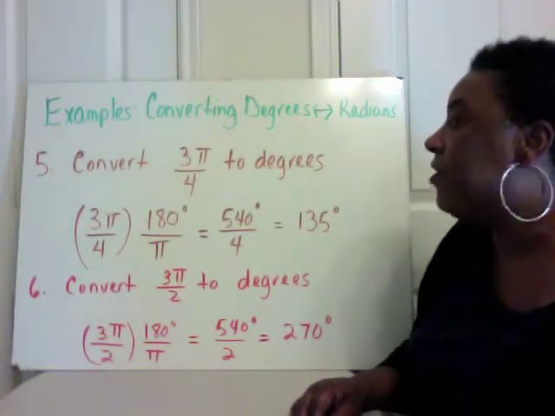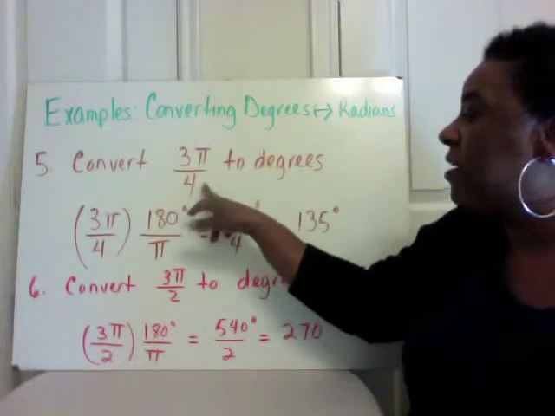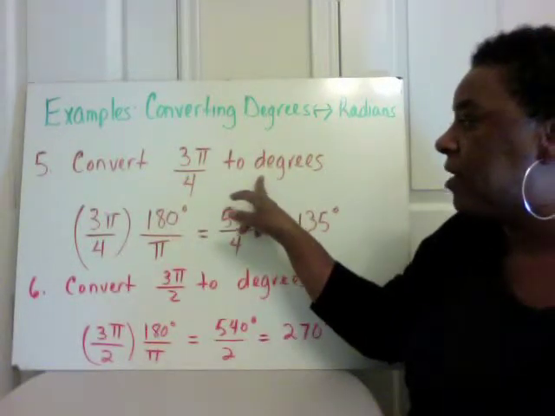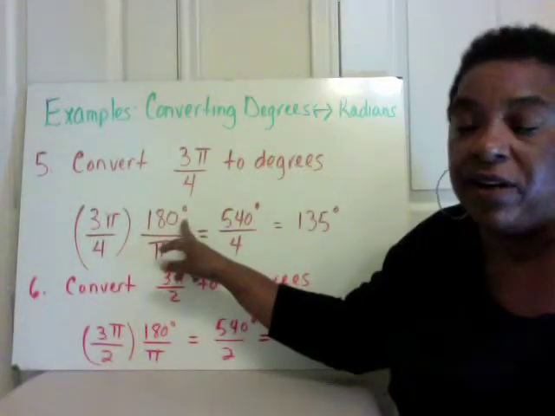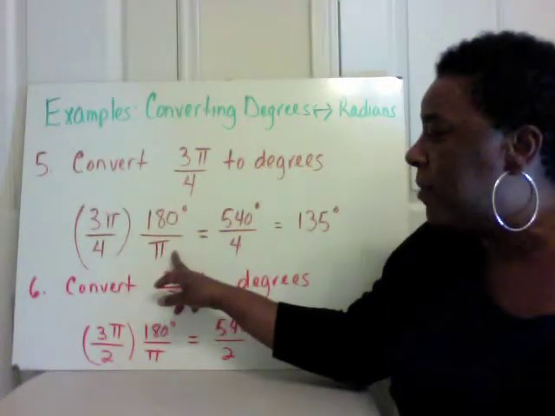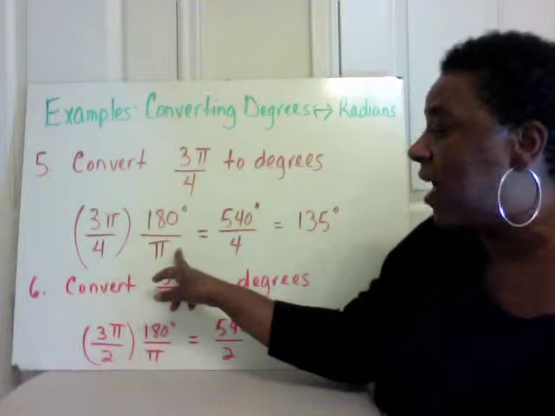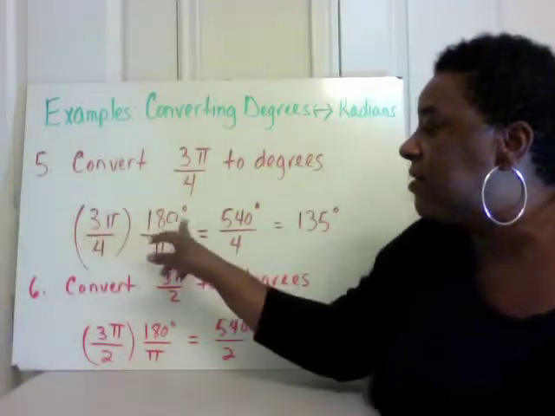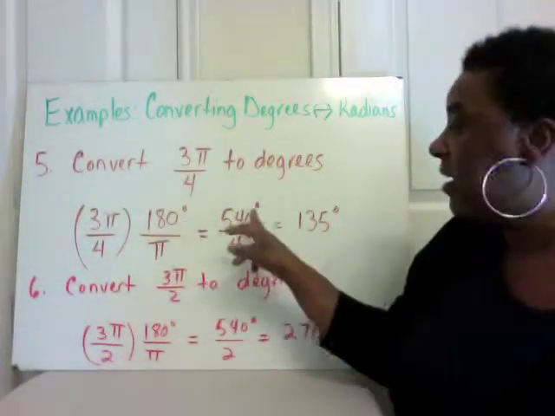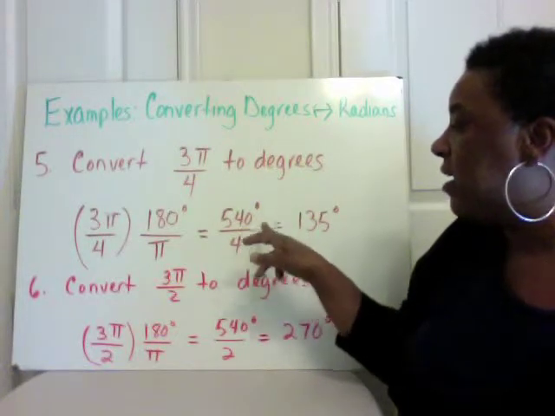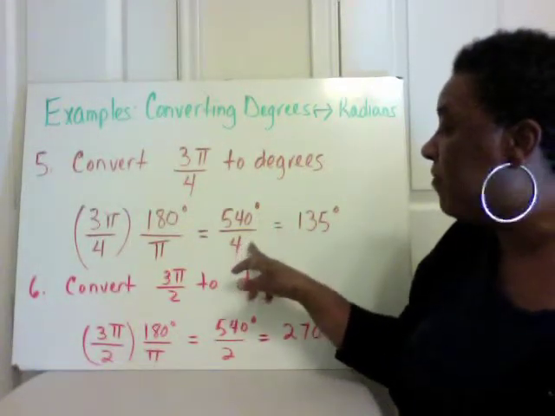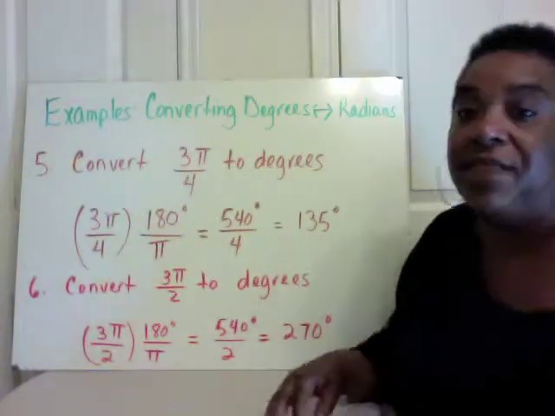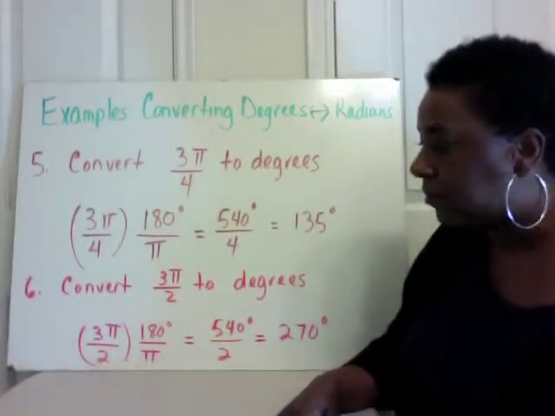Now let's convert 3 pi divided by 4 to degrees. So we multiply 3 pi divided by 4 times 180 degrees divided by pi. The pi's cancel out, and so we have 3 times 180 degrees equals 540, and we have 4 in the denominator. 540 divided by 4 is 135 degrees.